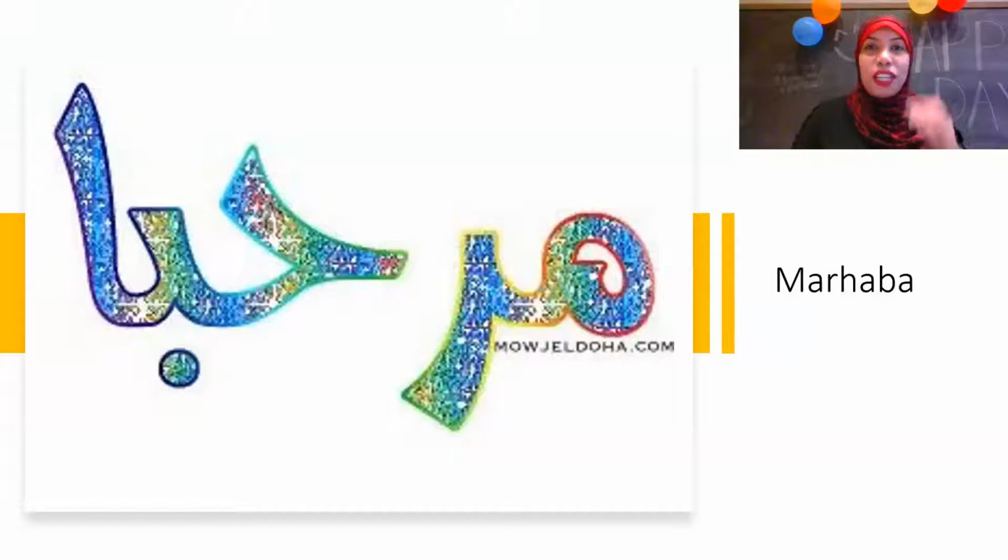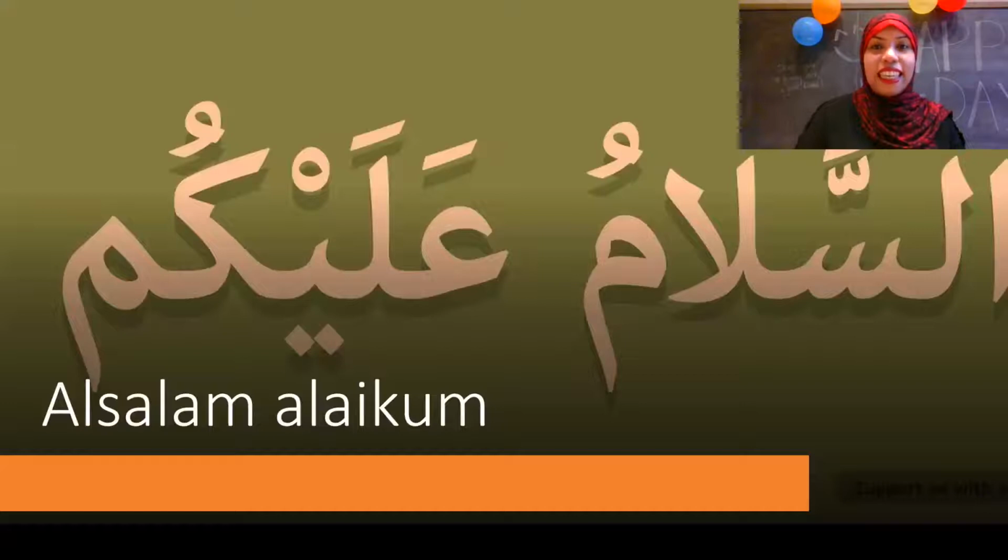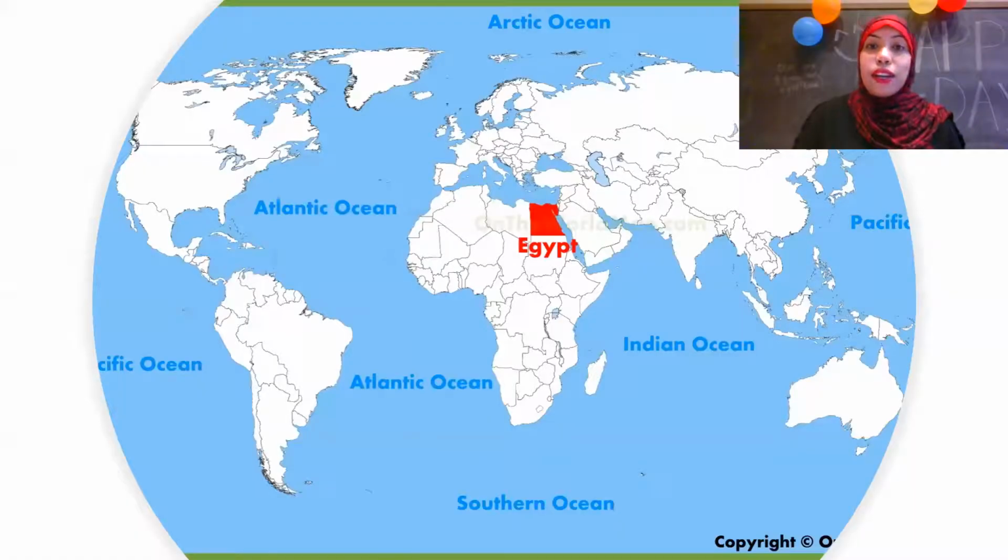The very first word that I would like to start with is marhaba. Marhaba means welcome or hello in Arabic. Whenever you meet an Arab person and you would like to say hello in his own language, you can always say marhaba. There's also another way to greet a Muslim Arab person, which is Assalamu alaikum. This is how we greet each other in Egypt and in most of the Arab countries, especially those who are Muslims.